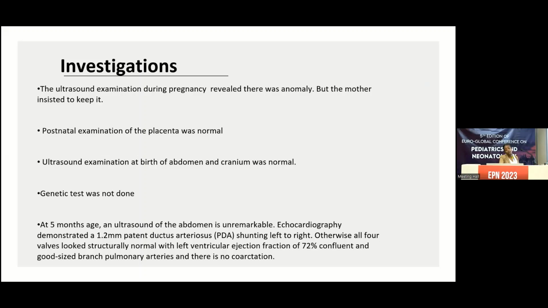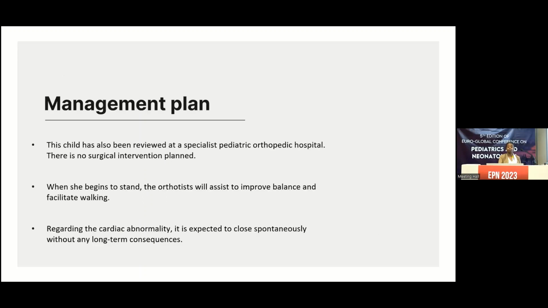At 5 months of age, we did an ultrasound of the abdomen, and it was unremarkable, but the echocardiography demonstrated a 1.2 millimeter PDA shunting left to right. Otherwise, all the 4 valves looked structurally normal, with a left ventricular ejection fraction of 72%, and the branch pulmonary arteries looked normal, and there was no coarctation.